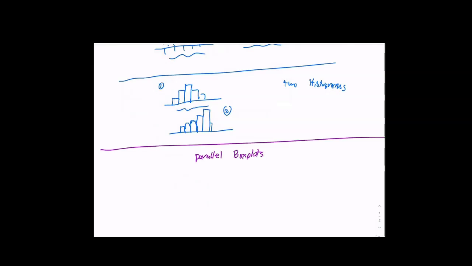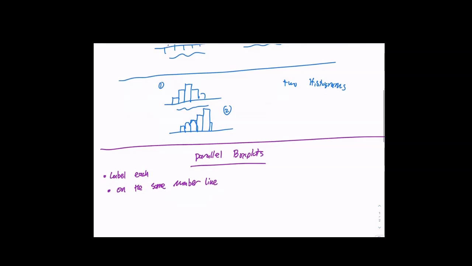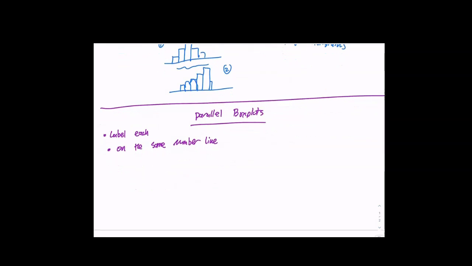Now, parallel box plots are a little bit more technical. The biggest issue here is that we have to label each, and they go on the same number line. So it is not just two box plots. It is kind of like two box plots, but if you just drew two box plots, you're not going to get credit for parallel box plots.